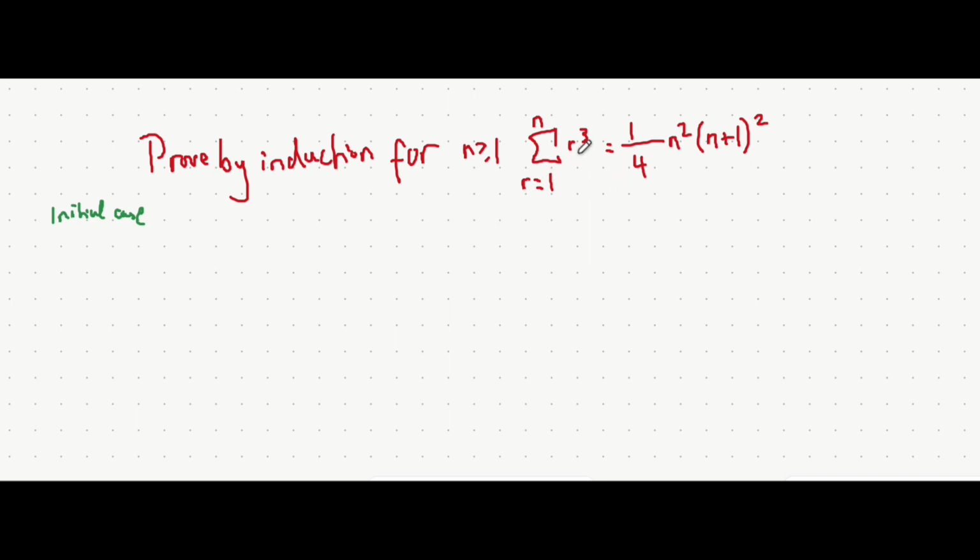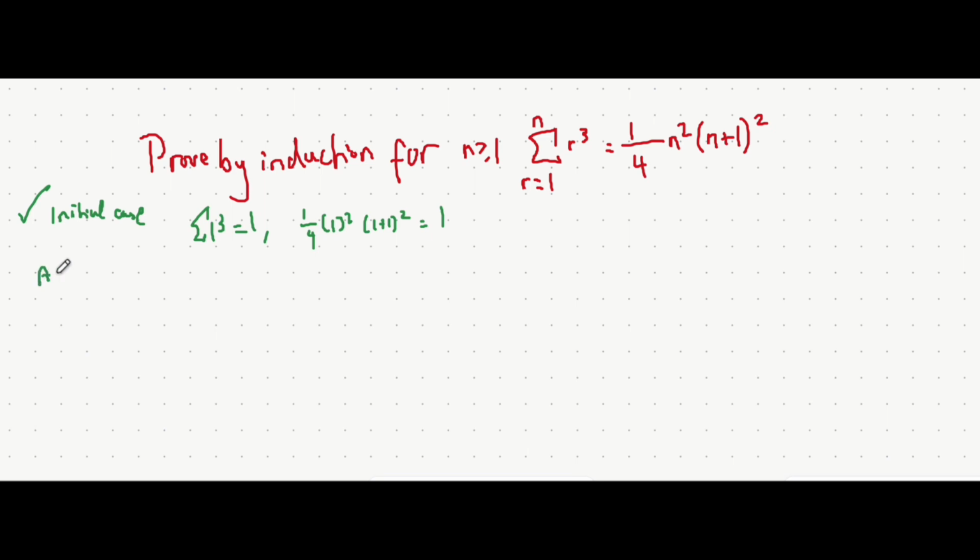In this case, we can put r equals 1 into the left hand side, and we get that the sum of 1 cubed is just equal to 1, because that's pretty self-explanatory. And if you put n equals 1 into the right hand side, you get a quarter, lots of 1 squared, lots of 1 plus 1 all squared, which will be a quarter times 1 times 2 squared, which is 4, and that will equal 1 as well. So the initial case holds true.